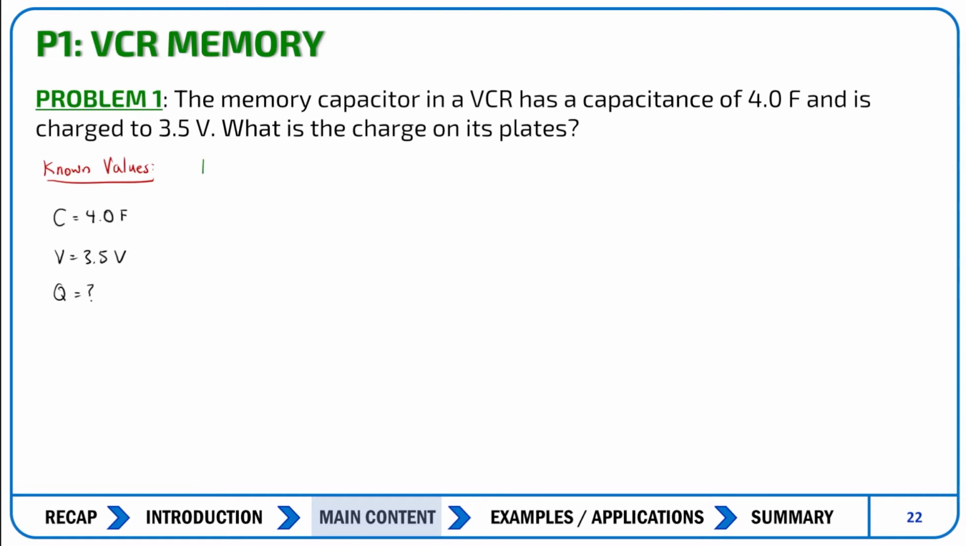So the equation to use would most likely be C equals Q over V, and then we can rearrange to solve. We have Q equals CV, which is equal to 4.0 farads over 3.5 volts, and that gives us 14.0 coulombs as our answer.